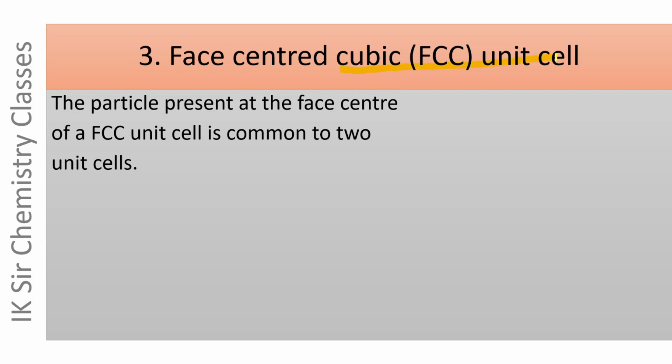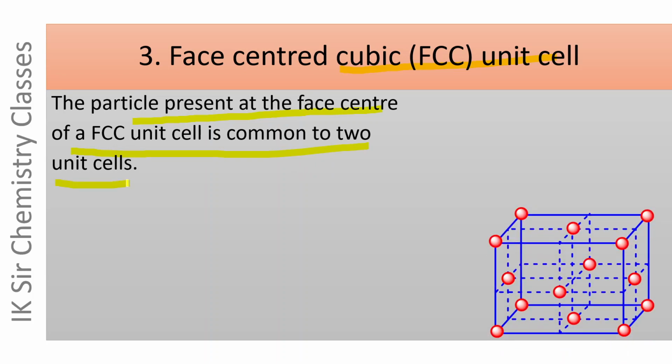Face-centered cubic unit cell, FCC unit cell. The particle present at the face center of a FCC unit cell is common to two unit cells. It is a FCC unit cell in which all the 8 vertices, 4 above and 4 at the bottom face, 1, 2, 3, 4, all the 8 vertices are occupied by particles. At the same time, the centers of all the 6 faces are also occupied by particles.